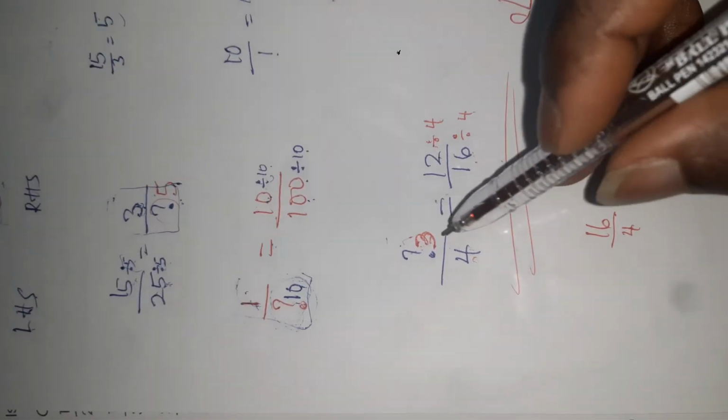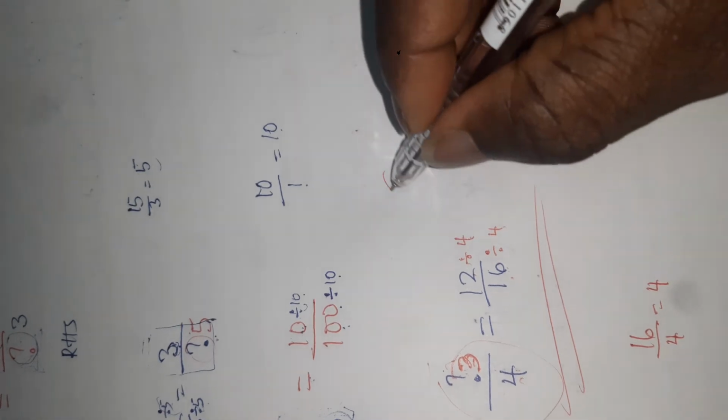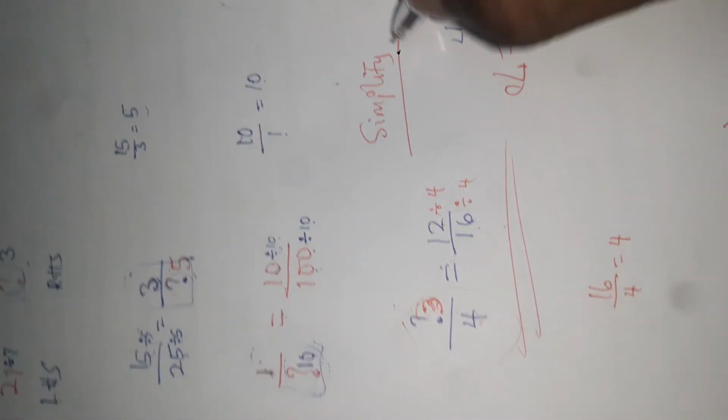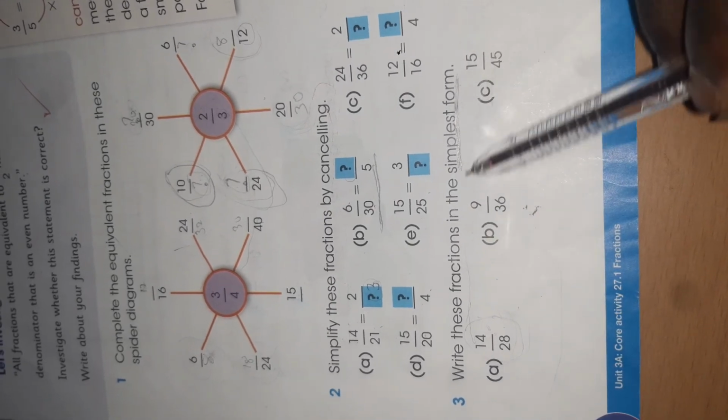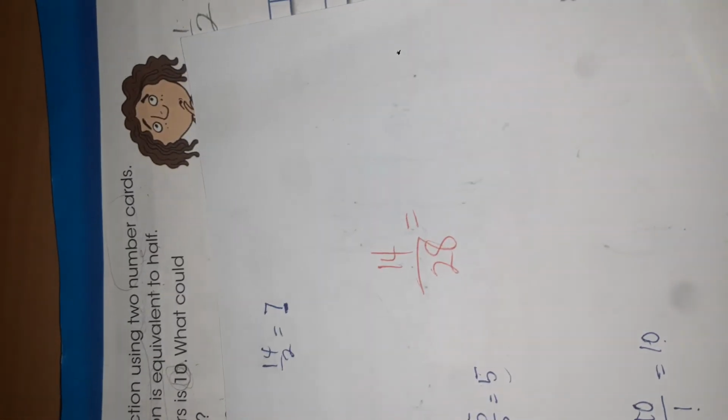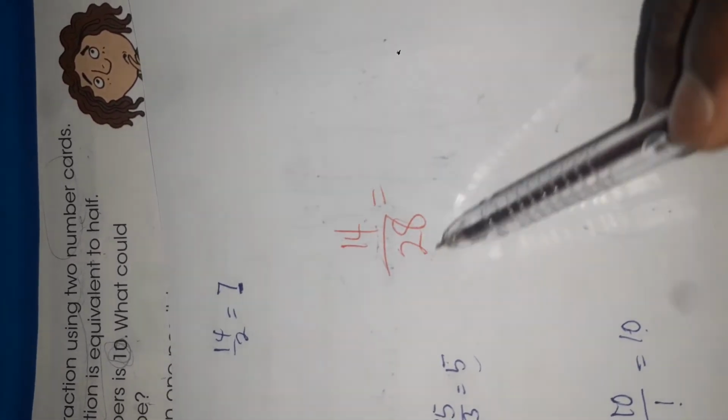Simplify means to make it smaller. Simplify. Now last question. Let me take this. 14 over 28. Make the fraction in the simplest form. 14 over 28, to make it in the simplest form. This is an even number. This is an even number.